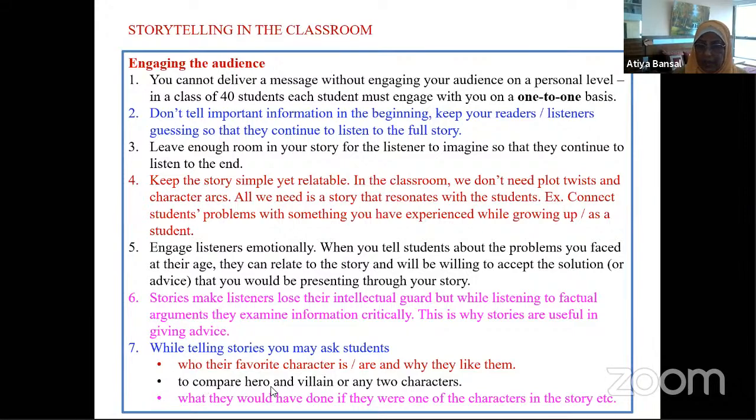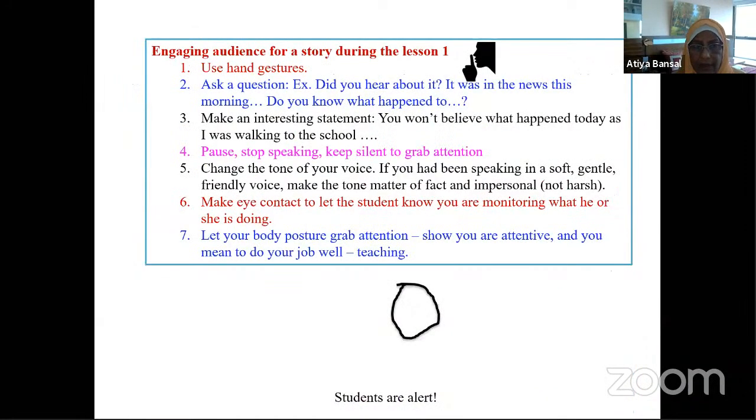We can ask them to compare hero and villain or any two characters. Again, evaluation, comparison. Or we can ask them what they would have done if they were one of the characters in the stories. And these kind of questions are very useful if you are teaching languages. Any language, English or Tamil or Kannada or whichever.